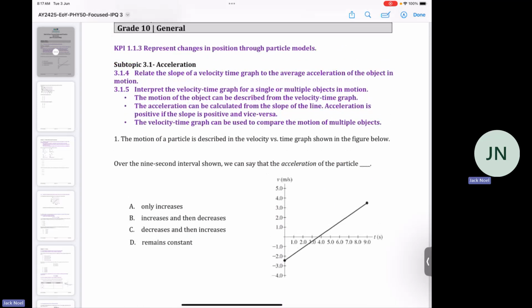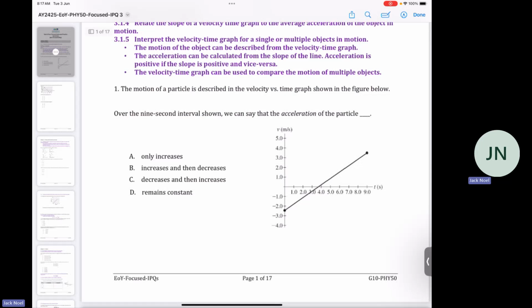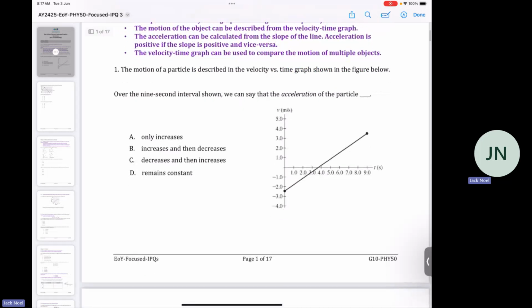topic 3.1, acceleration. The question is: the motion of a particle is described in the velocity versus time graph shown in the figure below. Over the 9-second interval shown, we can say that the acceleration of the particle. So, first of all, what we have is a velocity versus time graph.